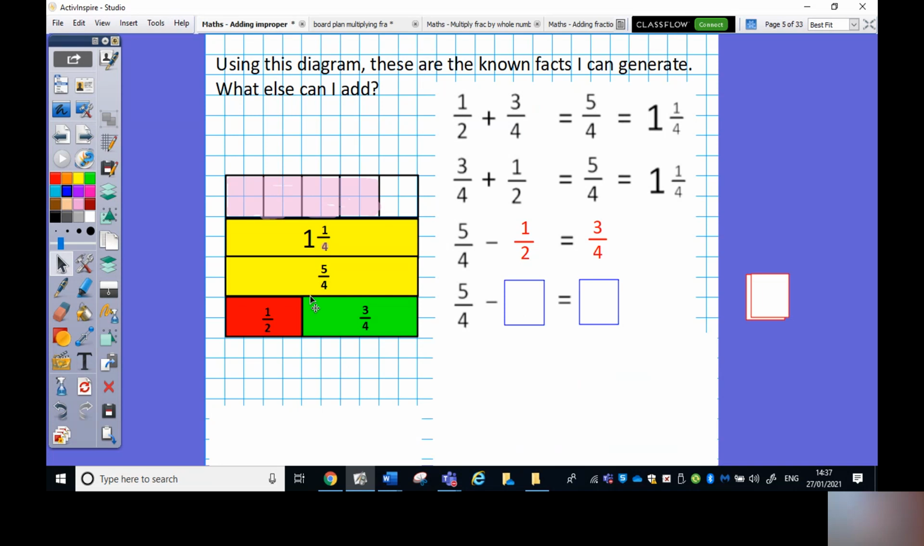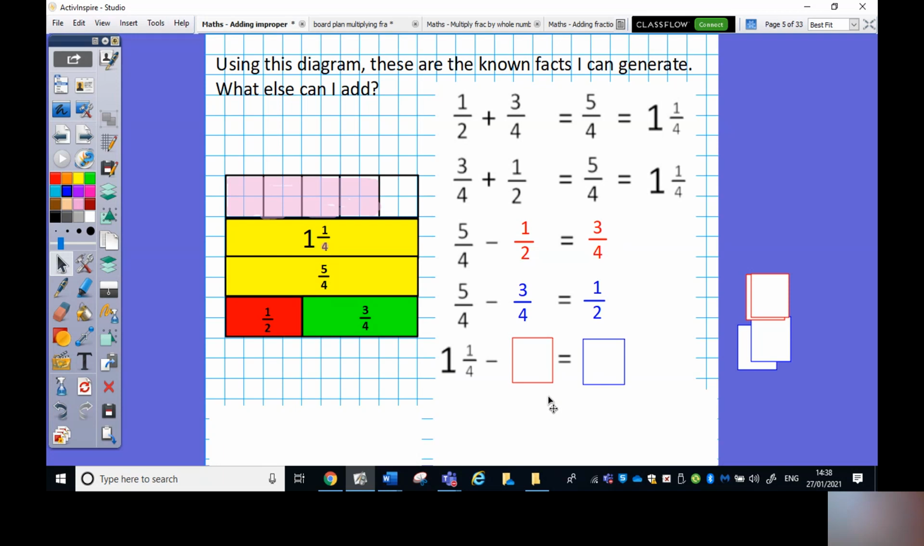What about now? If I have 5 quarters, can you write the other fraction? Can you write that down? Pause the video and write it down. Okay, let's see if you're right. 5 quarters take away 3 quarters. Good. We've just swapped them. Equals, tell me. Excellent, 1/2.